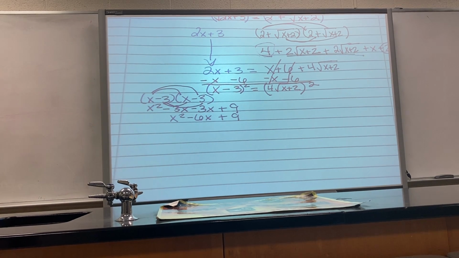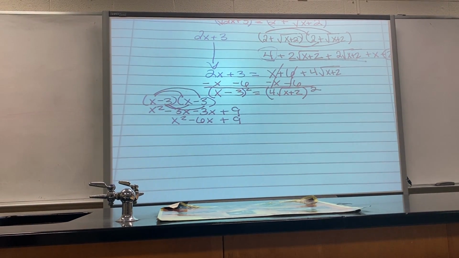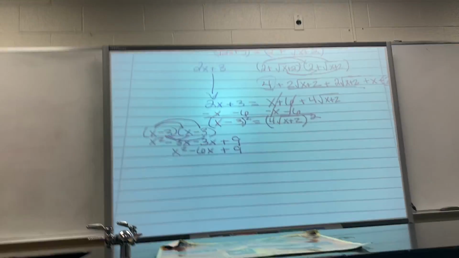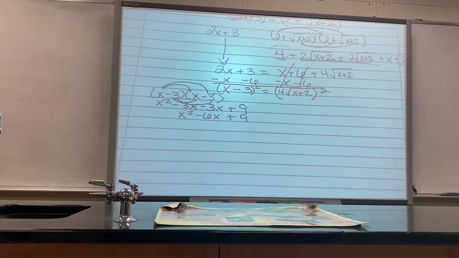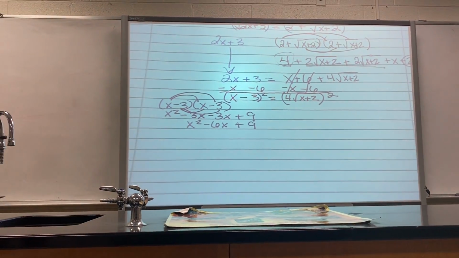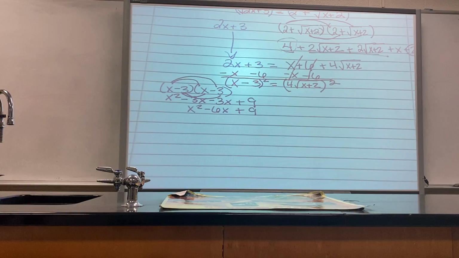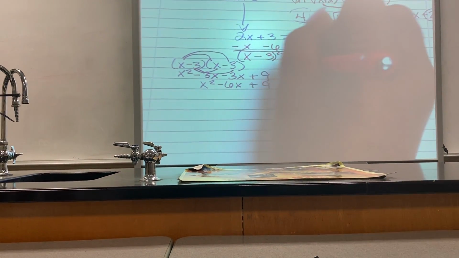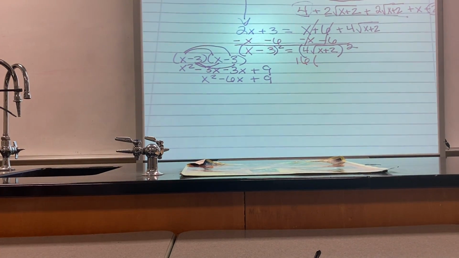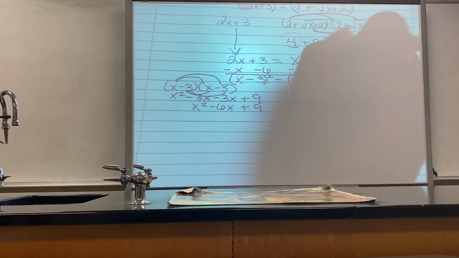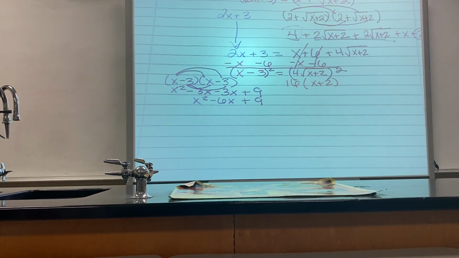Questions about the left? Okay, I'm gonna go back and do the right. On the right hand side, I've got 4 square root of x plus 2 squared. That 4 is multiplying. So I'm gonna square the 4 first and get 16. Put that root in parentheses because that 4 was multiplying that. Squaring that root just leaves it as x plus 2.